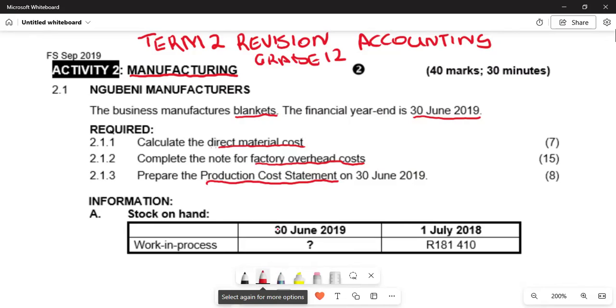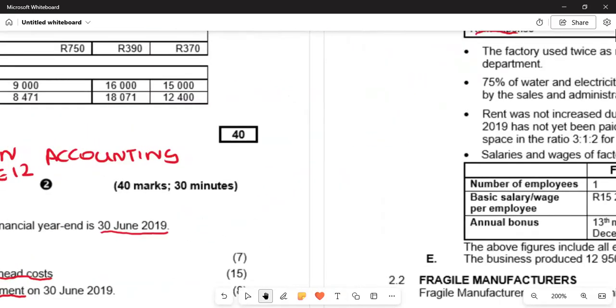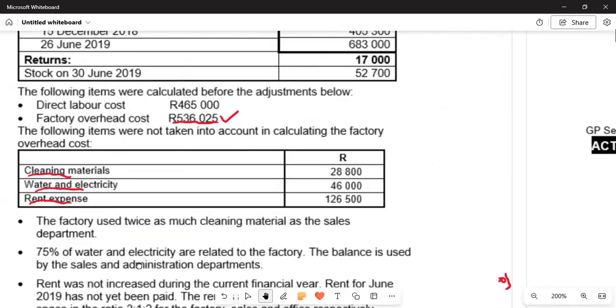Production cost statement. So the information A is stock on hand, and we are told that is work in progress. They are unfinished goods. So now let's go and see the information that is related to direct material cost. We are moving on and see how we are going to calculate direct material cost.